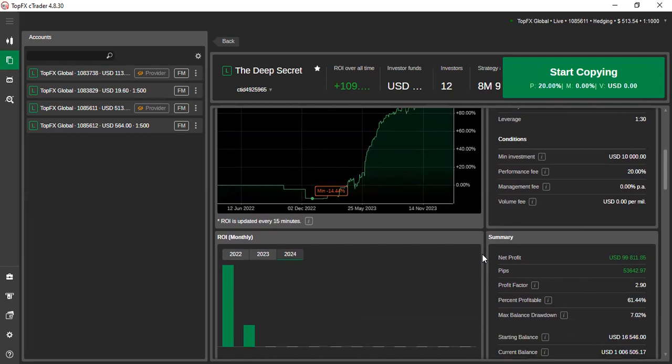So we have another summary here. Net profit is 99,811. The net profit is the amount of profit this trader has made. If it's positive, it will show green. If it's negative, it's going to be red, and the negative sign will be in front of the figure. So this means that ever since this person started this copy trade or strategy providing service, this person has made $99,811 on the account.